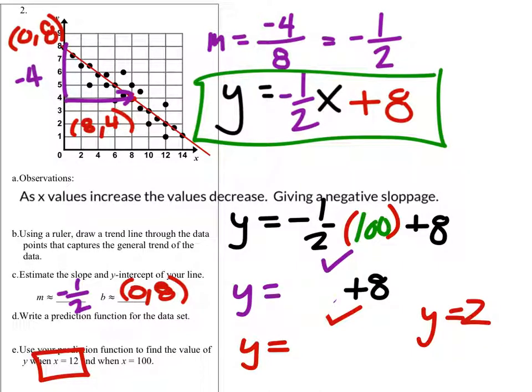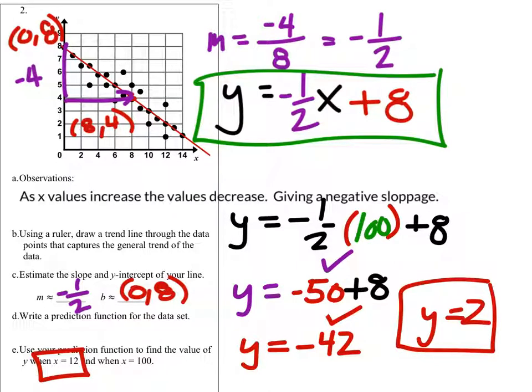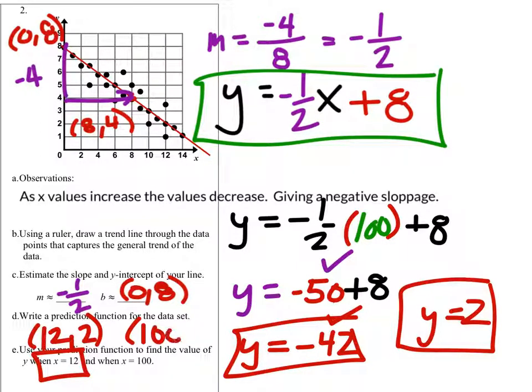So negative 1/2 times 100 is a negative 50. Plus 8 would be negative 42. So this was our first answer. This is our second answer. If you wanted to, you could write that as ordered pairs, 12, 2, and then 100, negative 42.